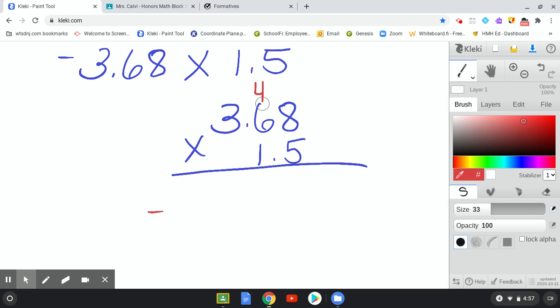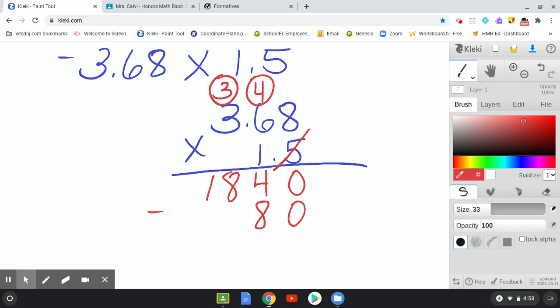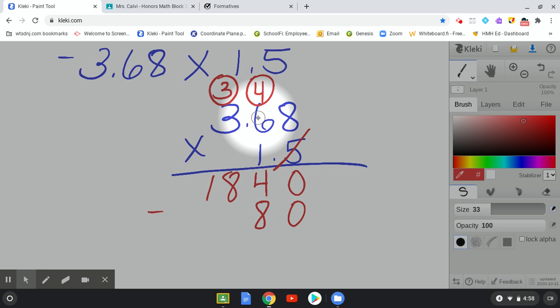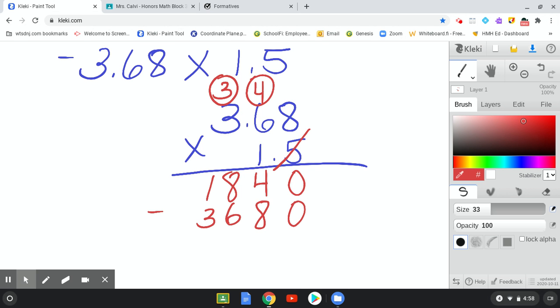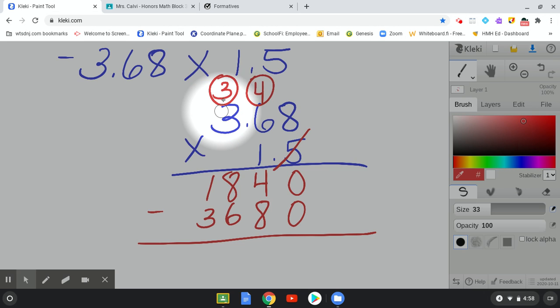5 times 8 is 40. 5 times 6 is 30, plus 4 is 34. 5 times 3 is 15. 15 plus 3 is 18. I am done with my 5. I need a placeholder. 1 times 8 is 8. 1 times 6 is 6. 1 times 3 is 3. Okay? So now don't confuse this negative with subtracting this. Obviously, we're adding these. Okay?